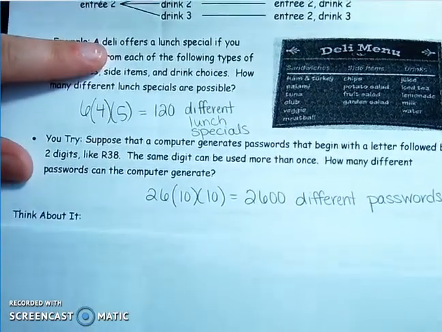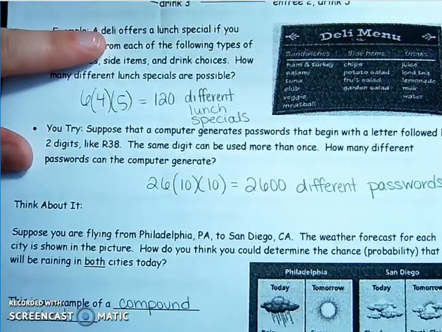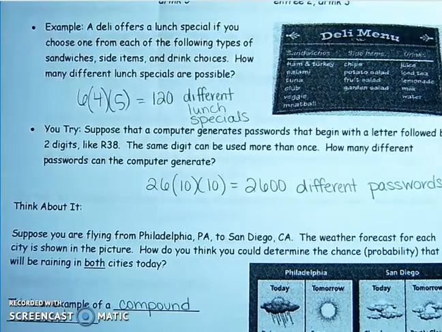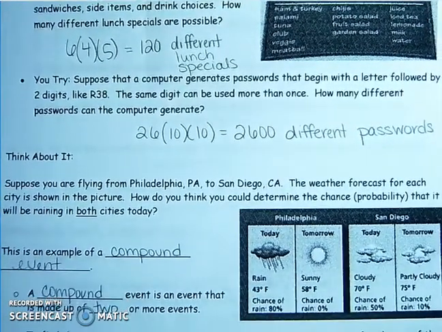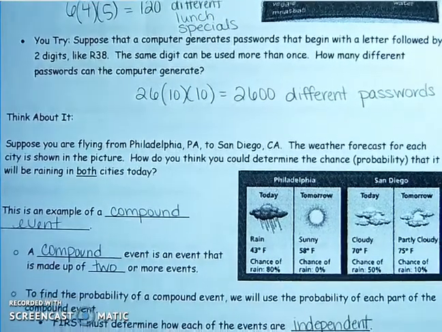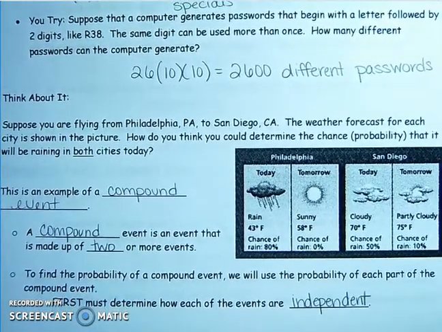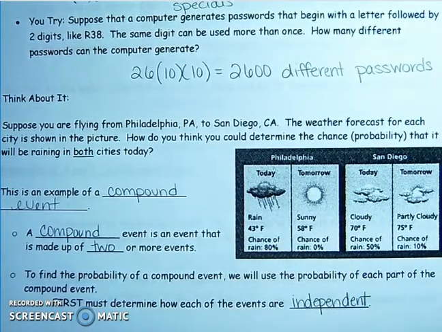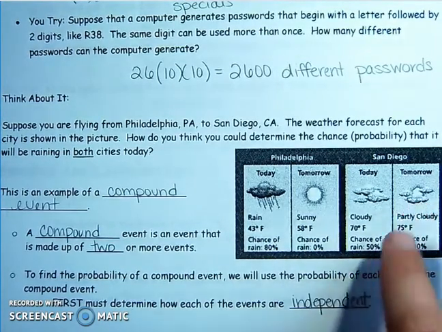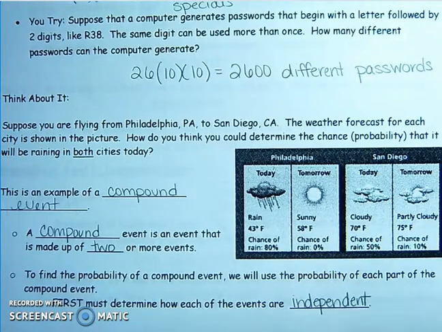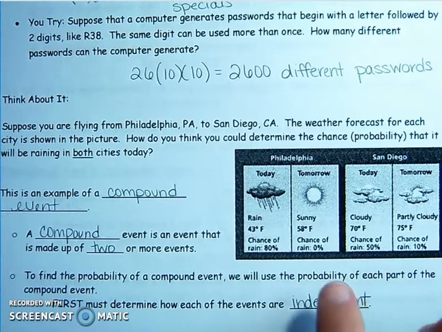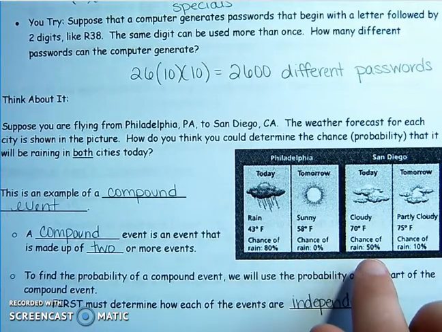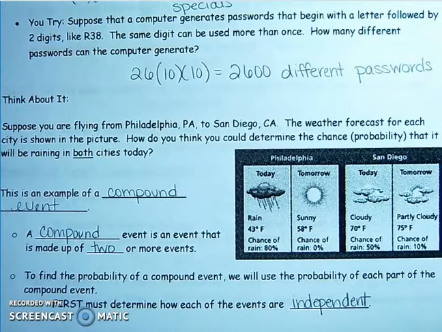Now, let's think about it. Looking at this example, suppose you're flying from Philly to San Diego. The weather forecast for each city is shown in the picture, so it looks like in Philly it's going to rain today but be sunny tomorrow. In San Diego it's going to be cloudy both days. What is the probability that it will be raining in both cities today? We have an 80% chance and a 50% chance. So these are things to take into account.